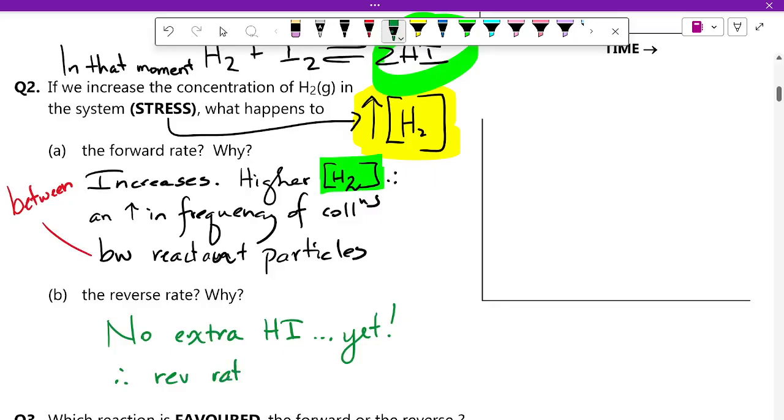Reverse rate stays the same. So what's going to happen is, yes. Like all properties are met. Is it everything reaches equilibrium? As long as you've got a closed system and constant temperature, yes. Everything, yes. Unless you've got a non-reversible reaction, in which case it just goes to completion.